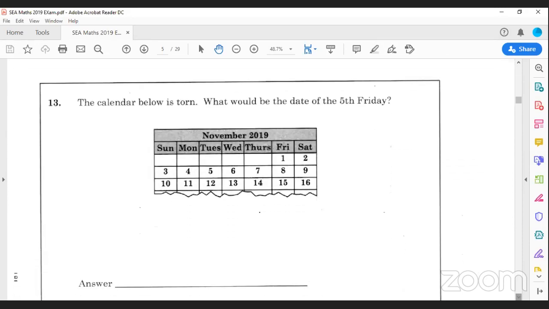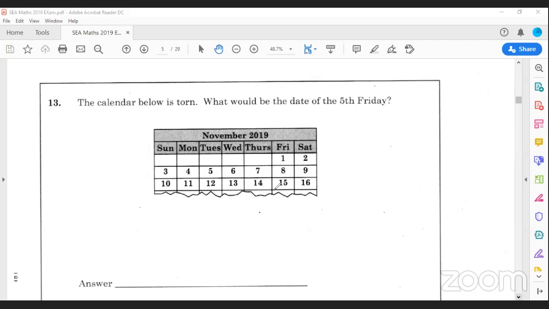The calendar below is torn. What would be the date of the 5th Friday? Okay, so as we can see here, the calendar below was torn and they want to find out what will be the date of the 5th Friday. I'm going to show you 2 ways you can do this.